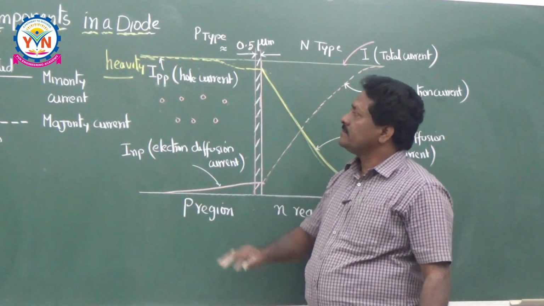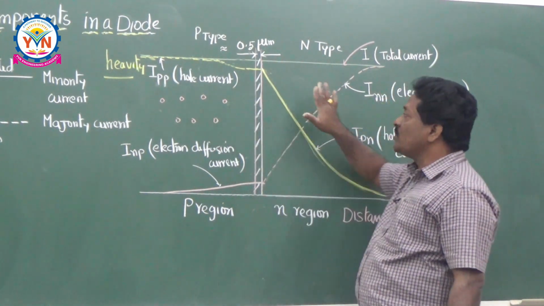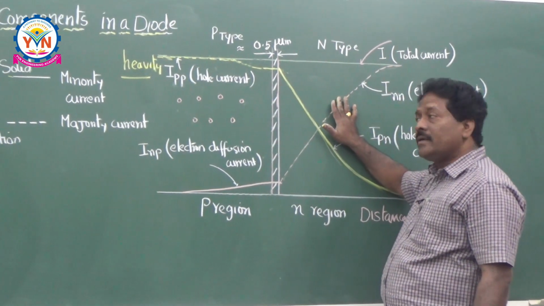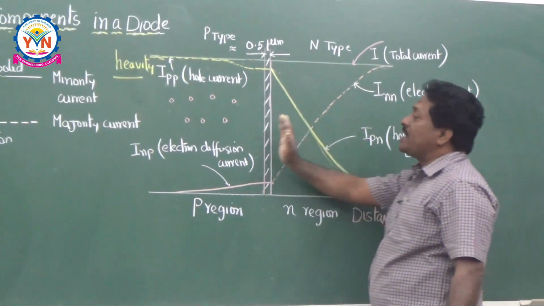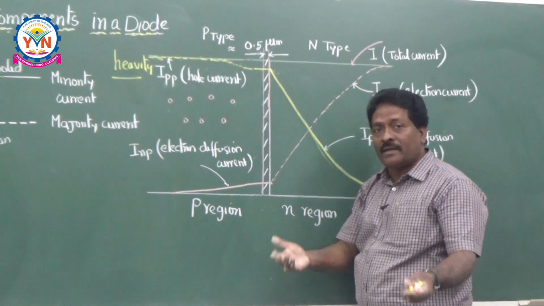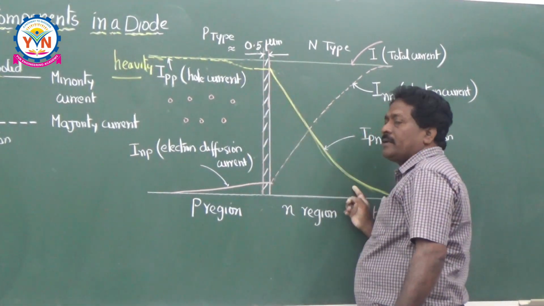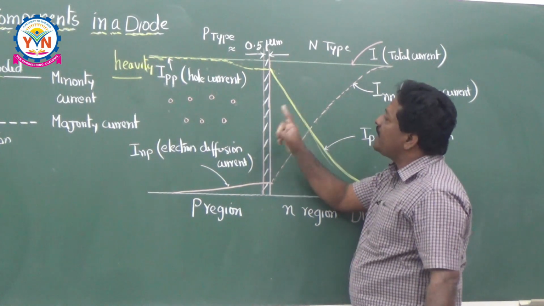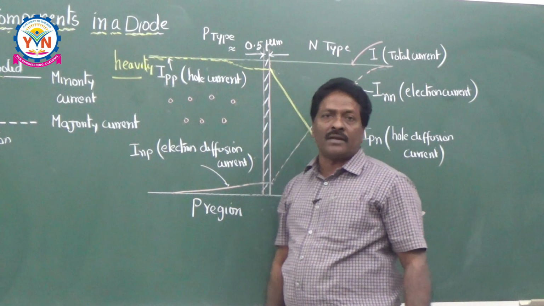Remember, in this region holes are majority. Whenever they are diffusing into this, they become minority. And in the n-type, electrons are the majority. Whenever they enter the p-type, they become minority. So a majority current is becoming minority here. Remember this. So this majority and minority are given by this solid line as well as your dotted line here.